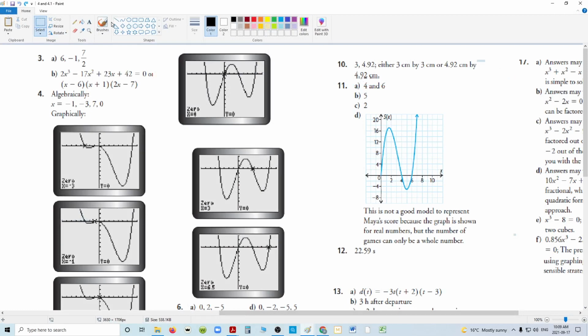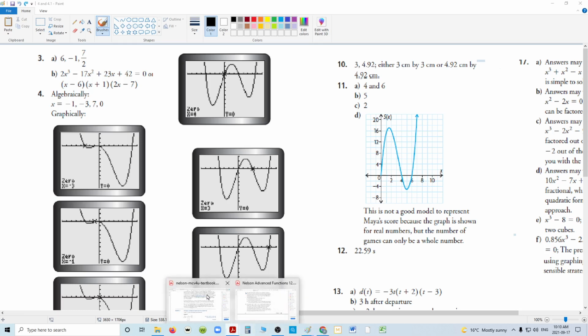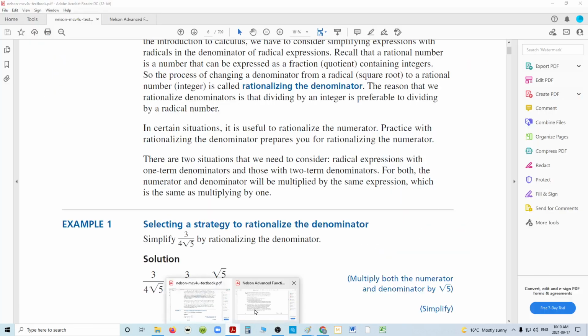Yeah, so they only give game 2 as an answer. And this is not a good model to represent my score because the graph is only shown for real numbers, but the number of Maya's games can only be whole numbers. So you can only look at game 1, 2, 3, 4. And sure enough, somewhere along here, we got our information. And the only one that worked was 2. So there you go. You have to use a little bit of common sense, I guess, would be the answer.